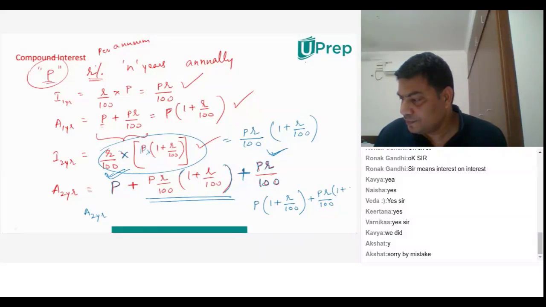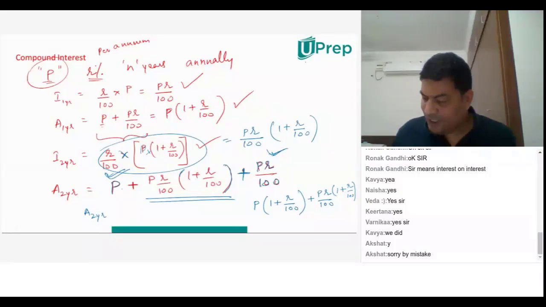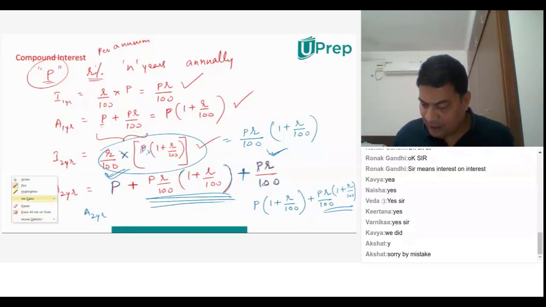So we can take P into 1 plus R upon 100. Hold your breath. Are you okay till now? From these two, I've taken P common. So P into 1 plus R by 100. This I am writing as it is. This piece I am writing as it is. Now, let me change the color.